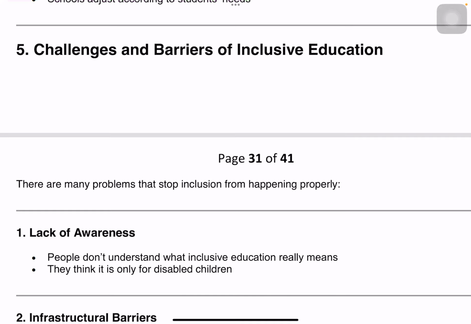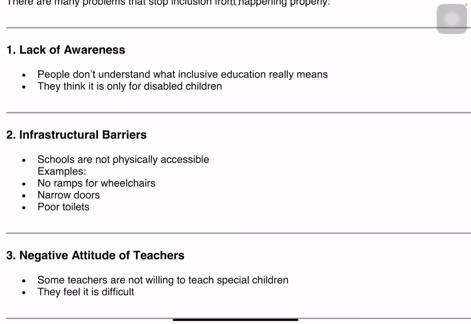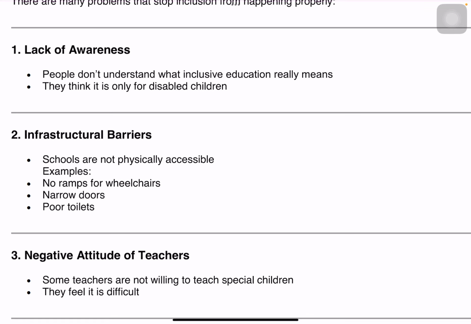Challenges and barriers of inclusive education. There are many problems that stop inclusion from happening properly. Number one, lack of awareness. People don't understand what inclusive education really means. They think that it is only for disabled children.